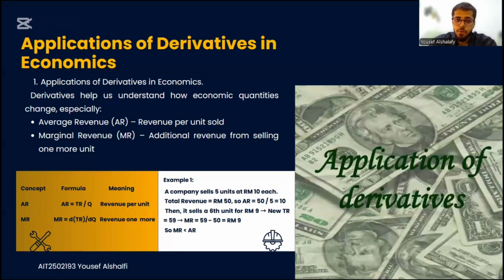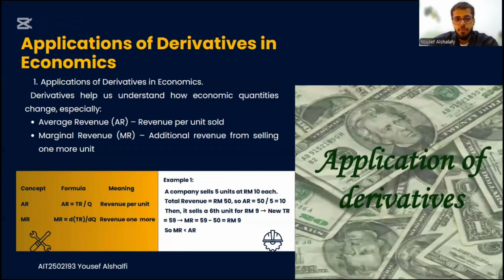So the new total revenue is going to be 50 plus 9, which is equal to 59. So the marginal revenue is the additional revenue from selling one more unit, which is 59 minus 50, which is 9. So MR, the marginal revenue, is less than AR, the average revenue. This usually happens when a company has to lower the price to sell more products.